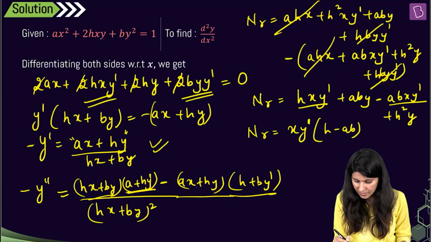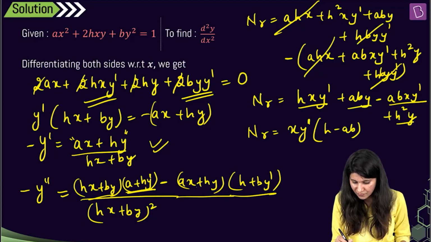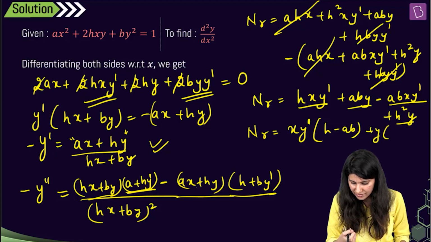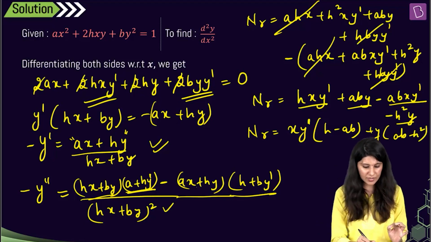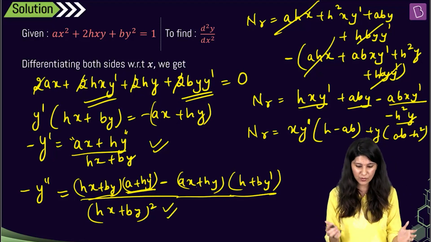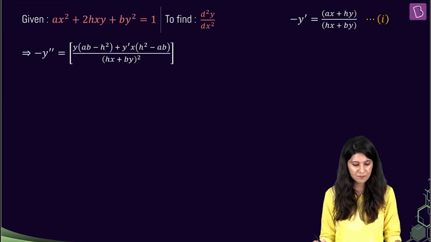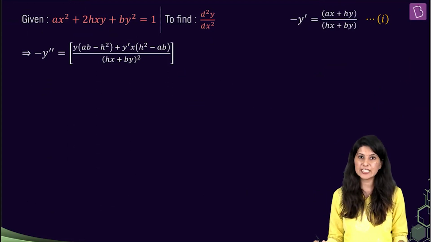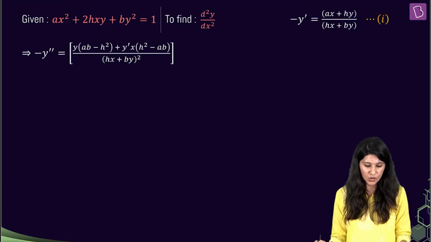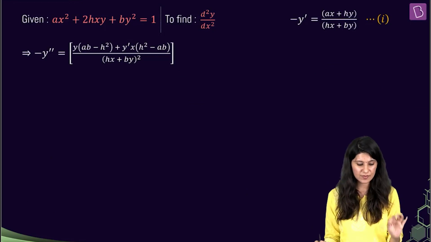h minus ab. And from here, let's take y common. So you have h square, you have this as minus, so you have ab minus h square, right? This is your numerator and the denominator is hx plus by whole square. Numerator and denominator are sorted. Your y double dash comes out to be this.